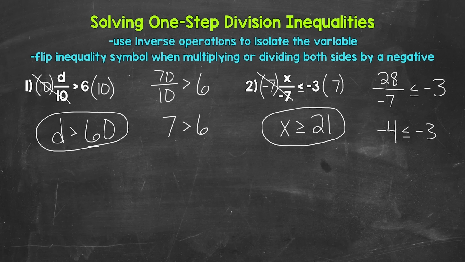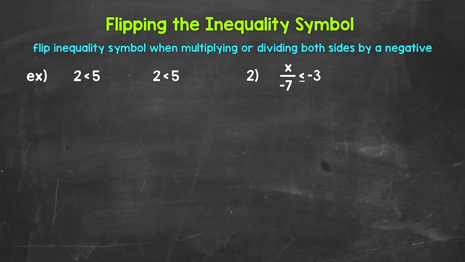Now, before we end, let's take a look at flipping the inequality symbol and why this happens when we multiply both sides by a negative. This will be similar to what we looked at earlier in the video when we divided both sides by a negative. Let's start with the example 2 is less than 5. Is this inequality true? Of course, 2 is less than 5.